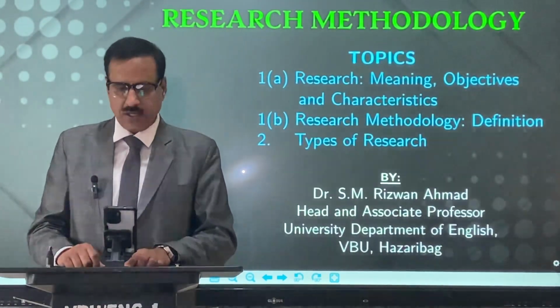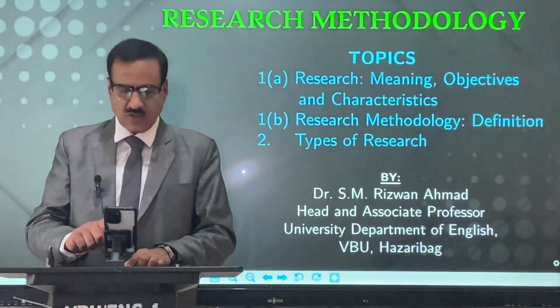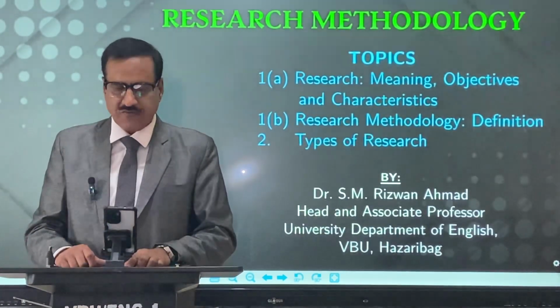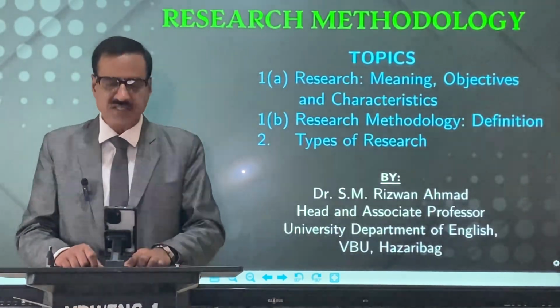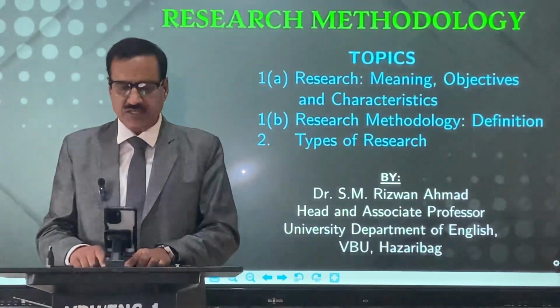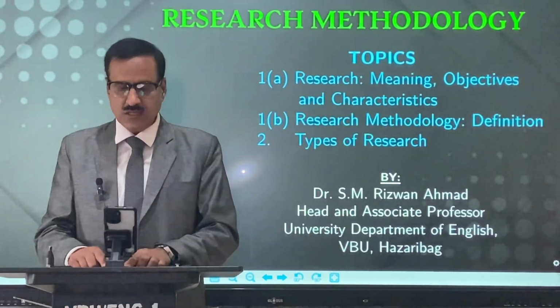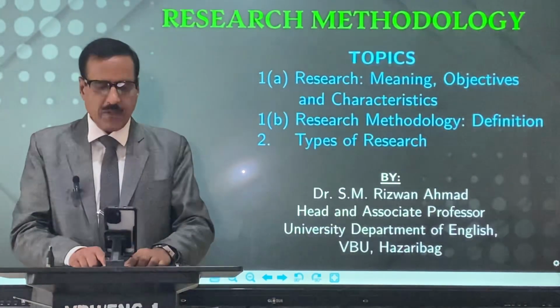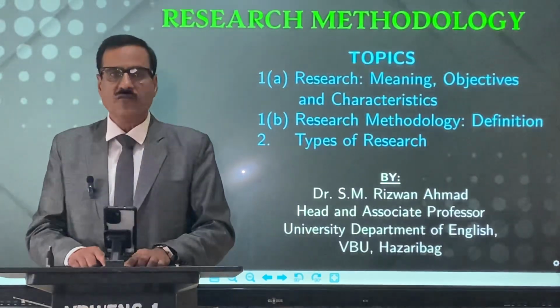The second topic of mine is types of research. So let me talk about it. Types of research. The major types of research are: the first one, pure or basic research. This type of research involves developing and testing theories and hypotheses that are intellectually challenging to the researcher but may or may not have practical application at the present time or in the future.